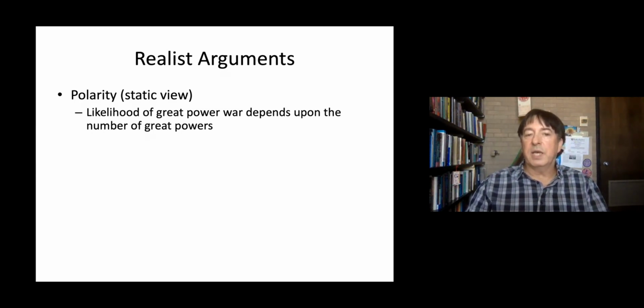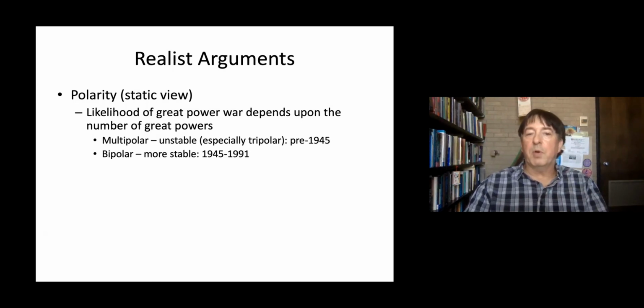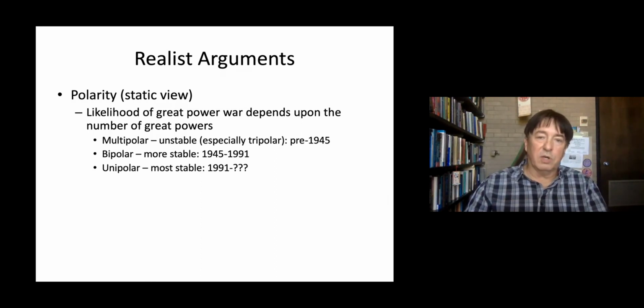So one argument is that a static view of polarity, or a pole being a great power, is that the likelihood of great power war depends upon the number of great powers. So, for instance, you can have a multipolar world where there are at least three or more great powers. You can have a bipolar world where there are only two great powers. Or you can have a unipolar world, sometimes called a hegemonic world, hegemony meaning dominance. And in a unipolar world, there's only one great power. All the other countries are much weaker.